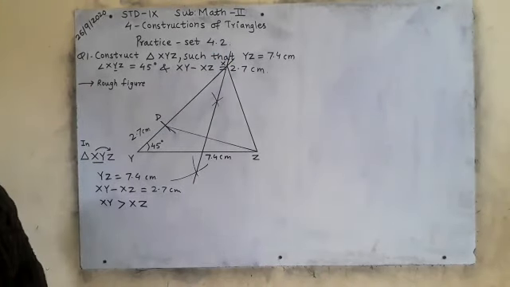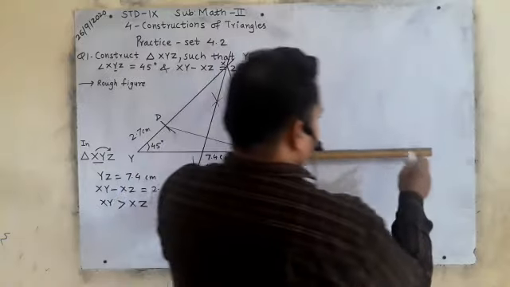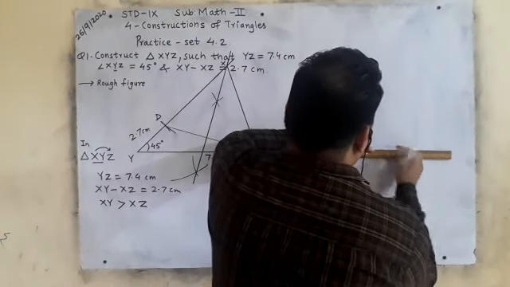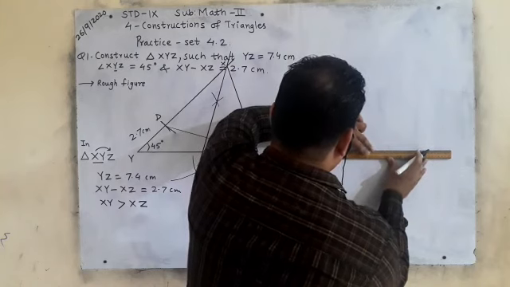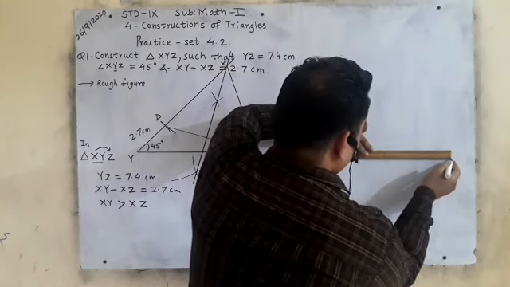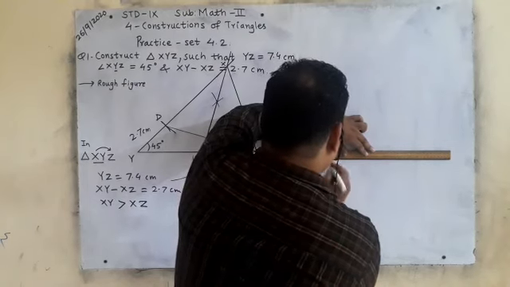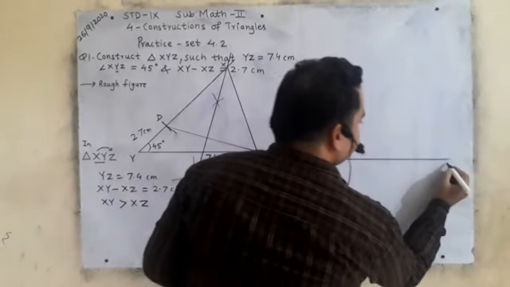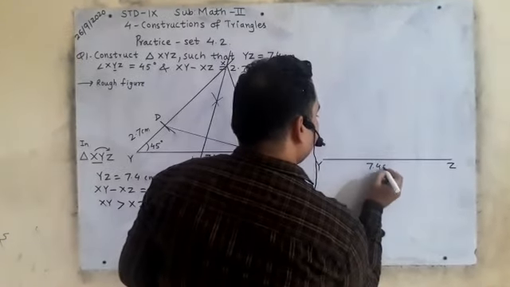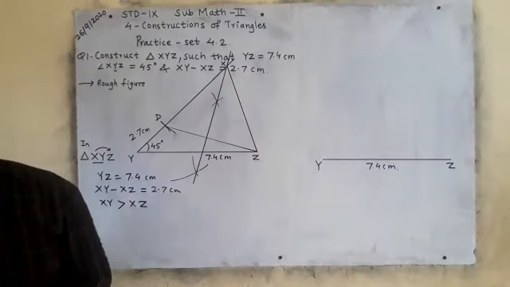Is it clear? Look here at how to draw. First I will draw the base, that is 7.4 centimeter. Look here. This is YZ, 7.4 centimeter. Okay, base. Only one side is given, that is 7.4 centimeter.